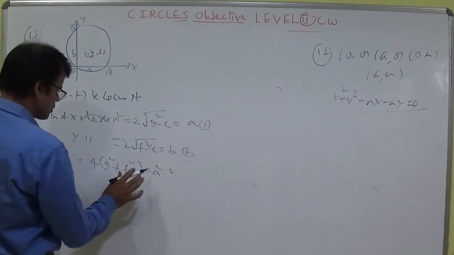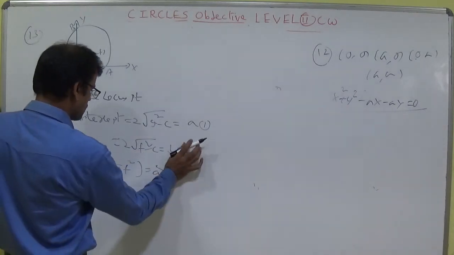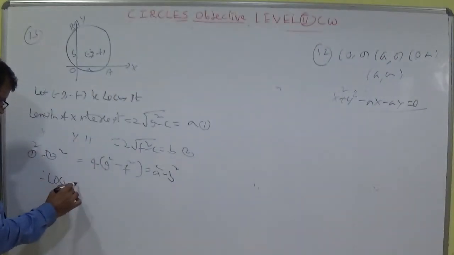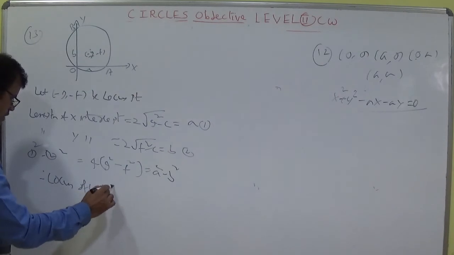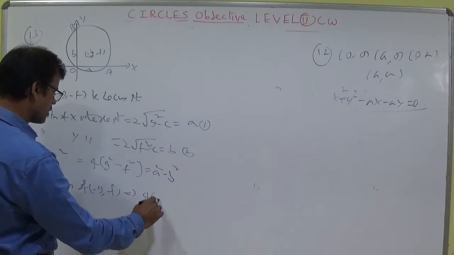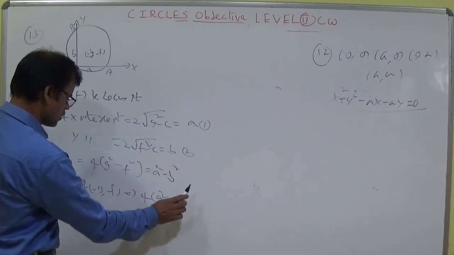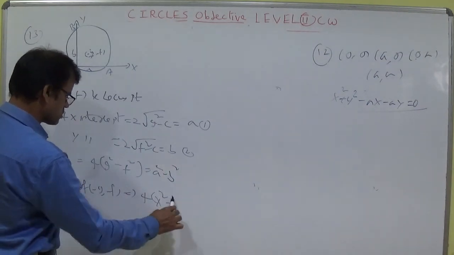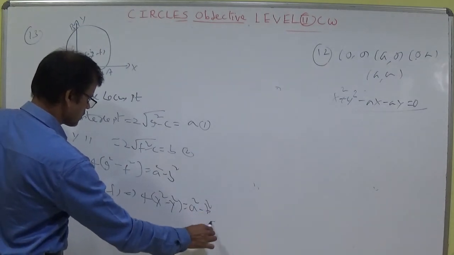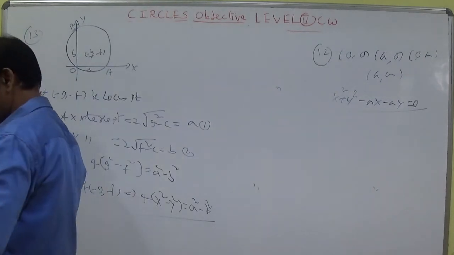1 square minus 2 square. So it becomes g square minus f square, minus c plus c, which gets cancelled. That's all. Therefore the locus of (-g, -f): instead of minus g you can put x, and instead of minus f you can put y. So 4 into x square minus y square is equal to a square minus b square. That's all. Here it is, the third option.